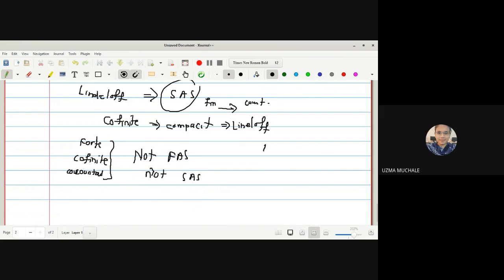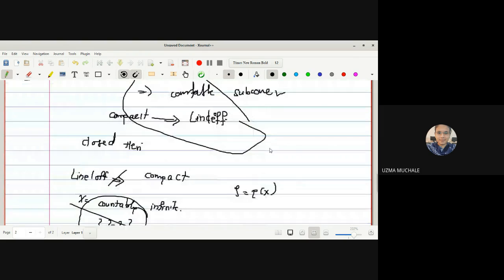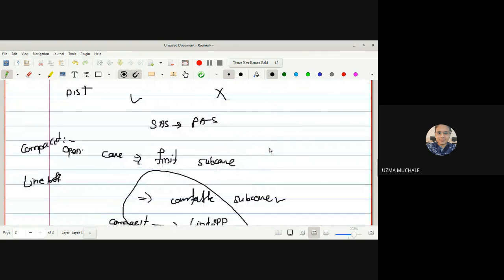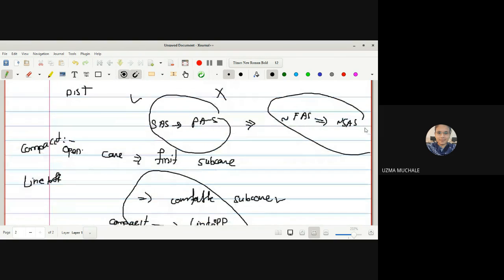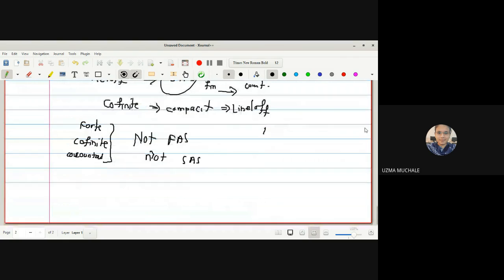Why is this so? Because we have proved one theorem related to SAS and FS. The theorem we have proved is every SAS is a FS. So a very similar statement we can say, the contrapositive of this one: not a FS will not be a SAS. So not a FAS means what? Obviously it will not be SAS. First axiom of countability, second axiom of countability.